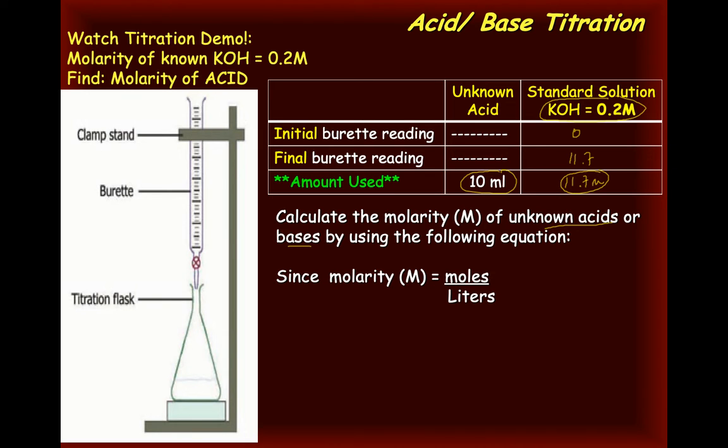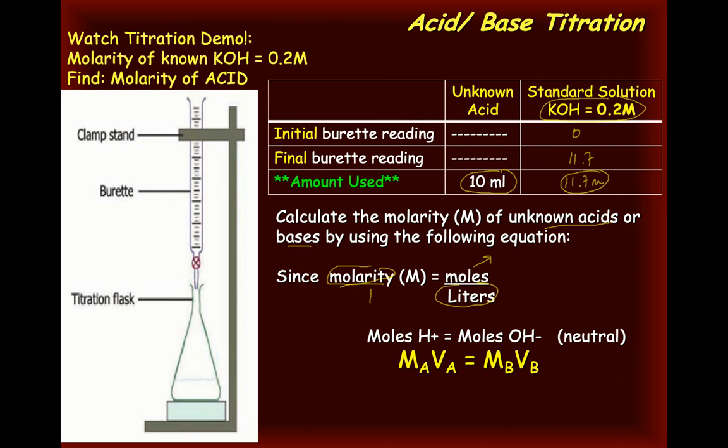Since I know the molarity is moles over liters, I do know that the molarity times the liters is the number of moles. So if I take the moles of H and the moles of OH, again, this is true for both, and I know that's equal, I could simply take the molarity times the volume of the acid equals the molarity times the volume of the base, and I have 3 numbers.